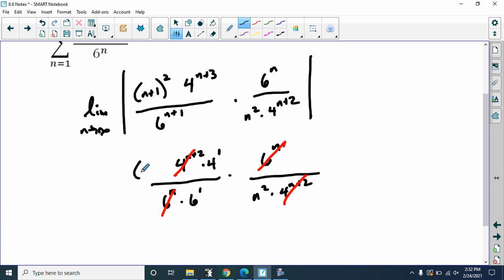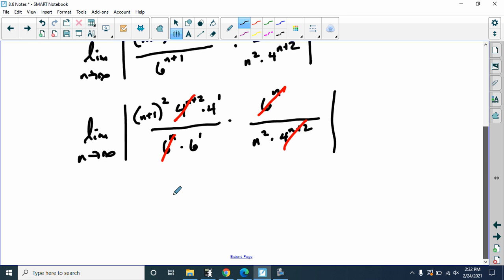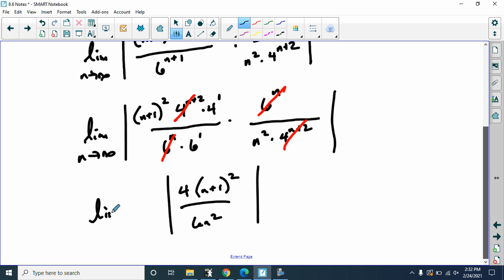And I've still got this n plus 1 squared. So those canceled, those canceled. Right now I've got 4 times n plus 1 squared over 6n squared as n goes to infinity.